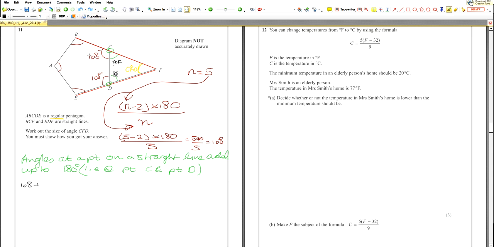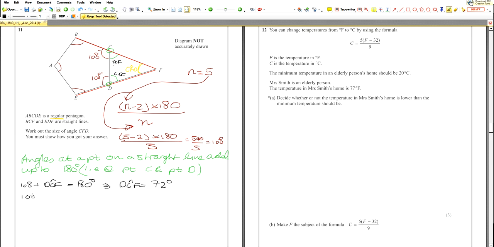Okay, CDF. So 108 degrees add angle DCF is equal to 180. Therefore, angle DCF is equal to what? 180 minus 108, which will give us 72.